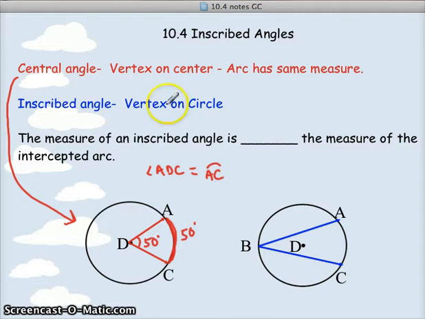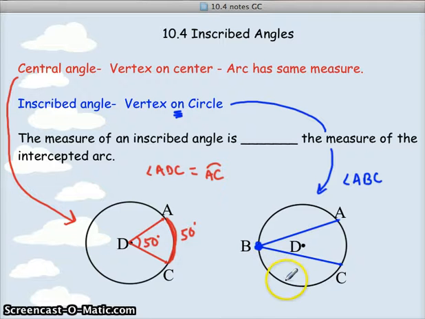Well, the new thing now is an inscribed angle. That's when the vertex is on the circle. An example of that would be right down here. You see how this angle ABC, the vertex is B and it's on the circle. It's not on the center, it's actually on the outside edge of the circle. Now this angle right here is going to be half of the arc that it's grabbing onto.